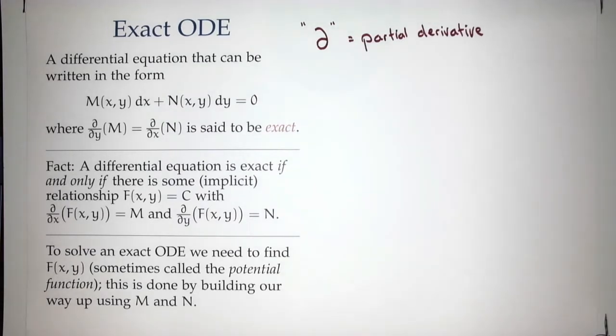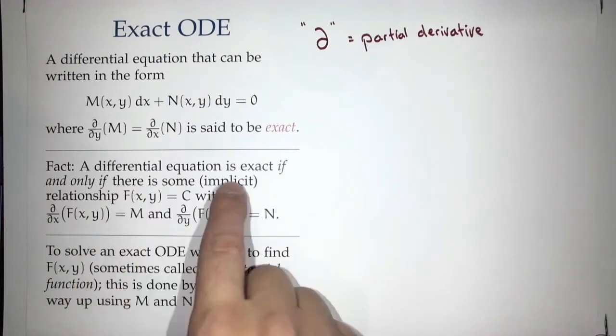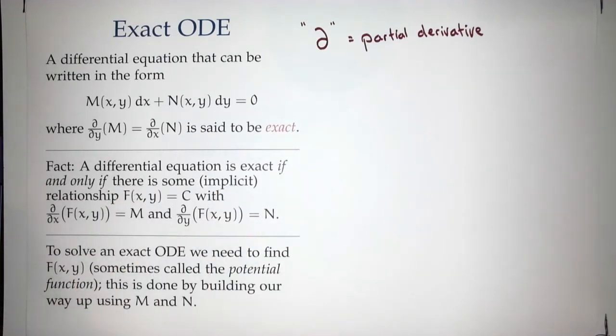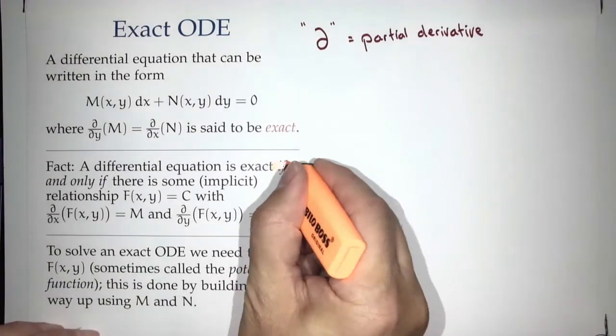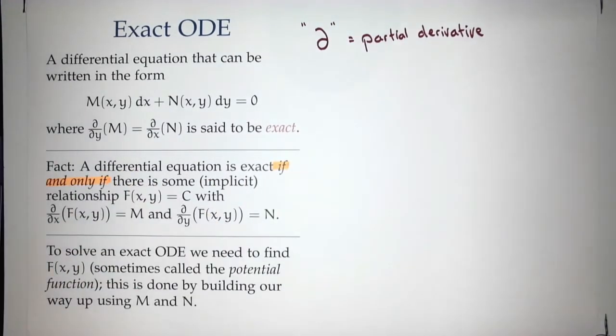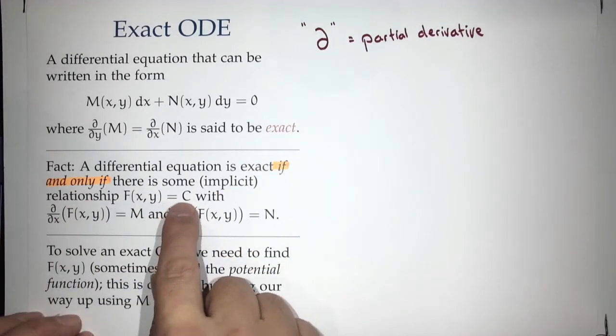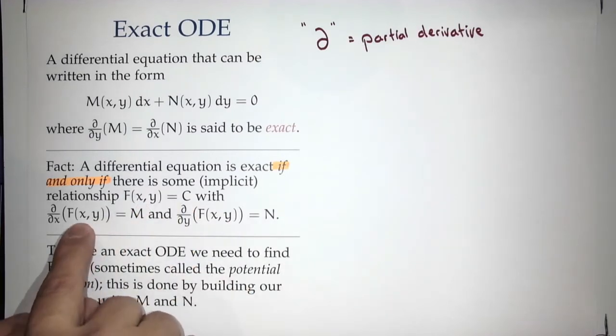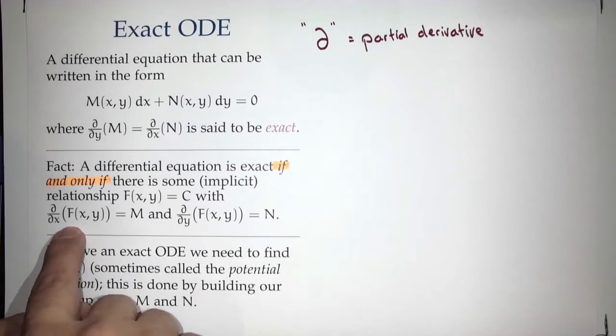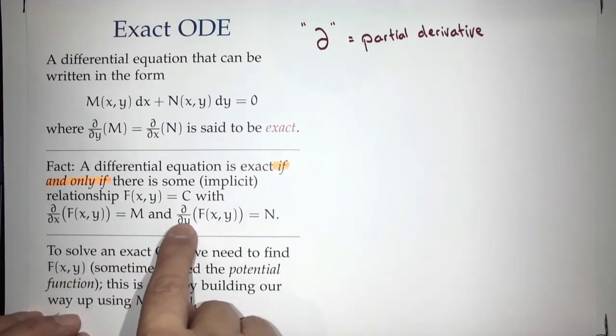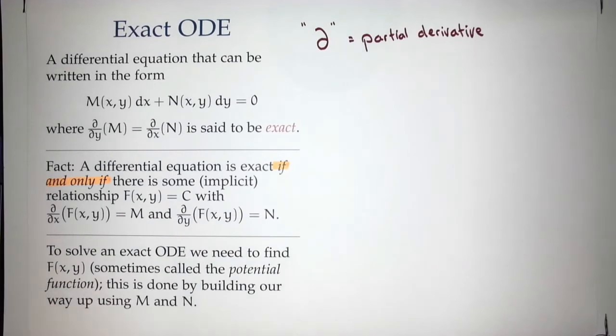Now, why do we care? Well, it turns out that there's this really cool fact. And it says, all right, when is a differential equation exact? And it's a very strong statement because it says if and only if. So in other words, we know exactly when we have something that's exact. And the answer is that there is some implicit relationship f of x, y equals a constant, where when we take the derivative of this function f with respect to x, out comes M. And when we take the derivative with respect to y of this function f, out comes N.